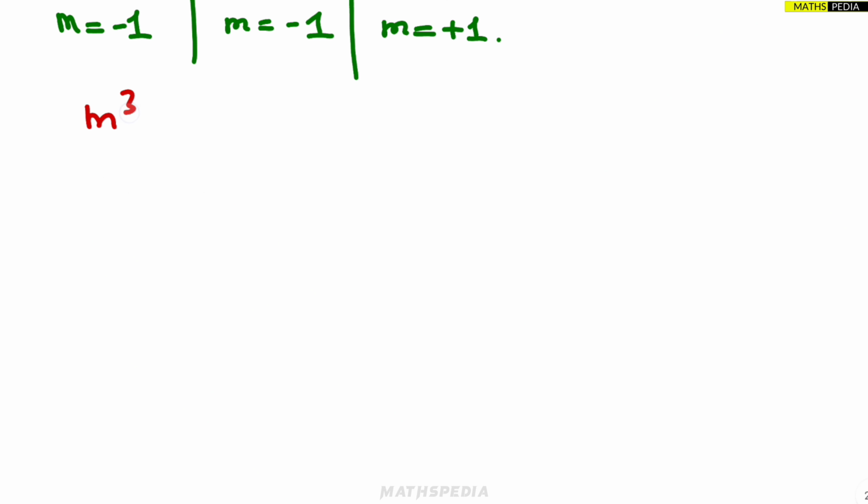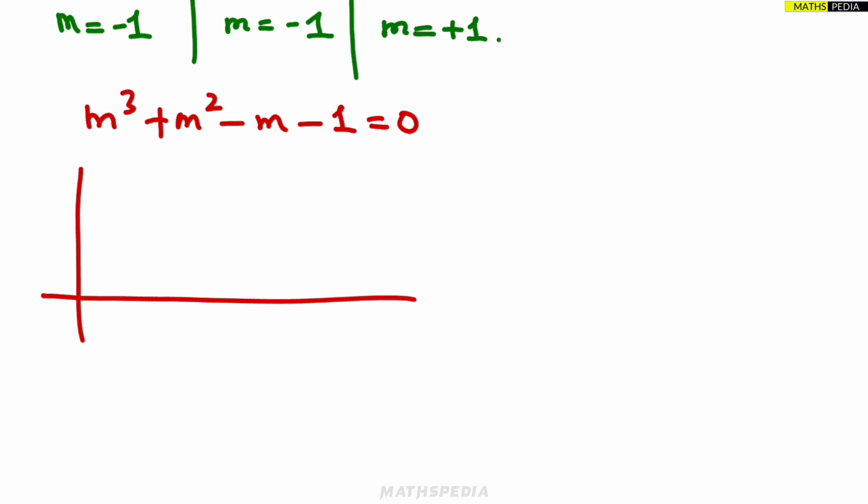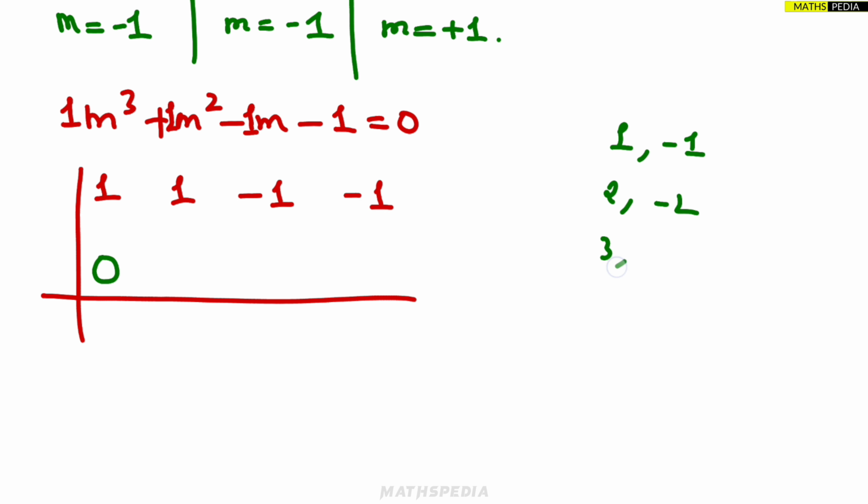So our equation was m cube minus m square minus m minus 1 equal to 0. In synthetic division, what you are going to do? The coefficients here are 1, 1, minus 1, and again minus 1. So 1, 1, minus 1, minus 1. Write it in this form. Now we have to check what? Below the first coefficient it will always be 0. We can check first 1, minus 1, then go for 2, minus 2, then 3, minus 3, whether it is a root or not.